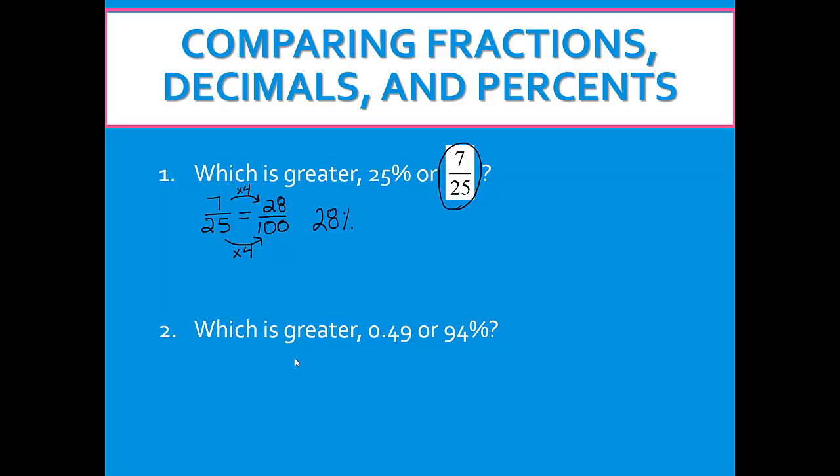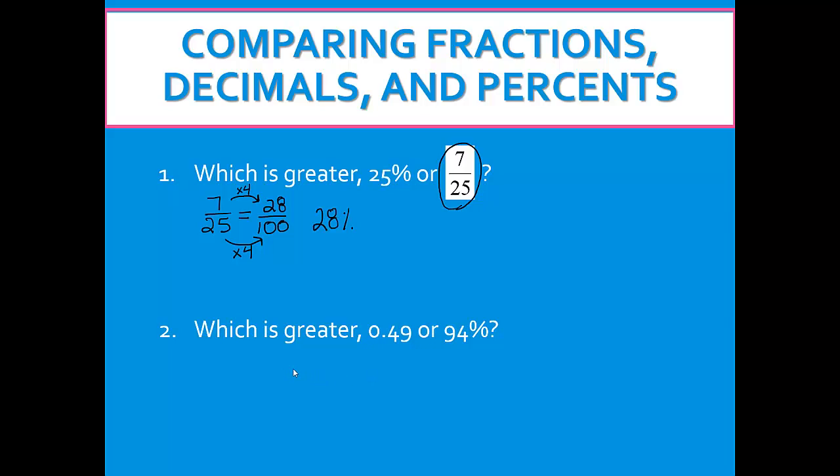Now for number 2, I want to figure out which is greater, either 0.49, which is 49 hundredths, or 94%. For this problem, I am working with decimals and percents, so I can either convert 49 hundredths to a percent, or I could convert 94% to a decimal. I'll go ahead and convert 94% to a decimal for this problem. So I'm going to leave 0.49 or 49 hundredths like it is right now.